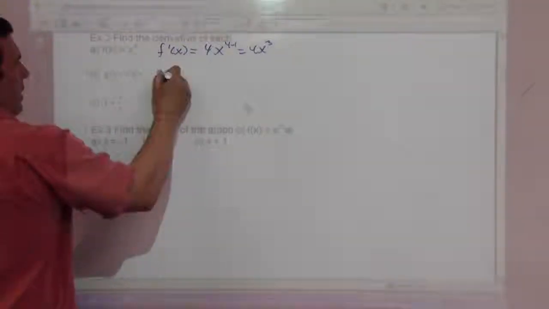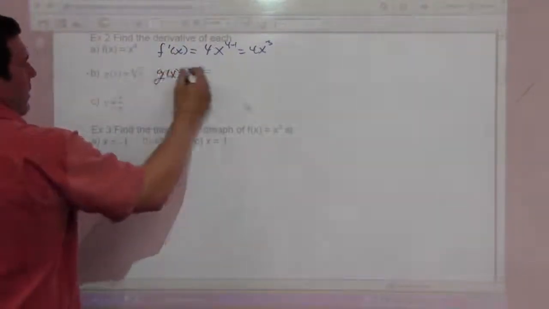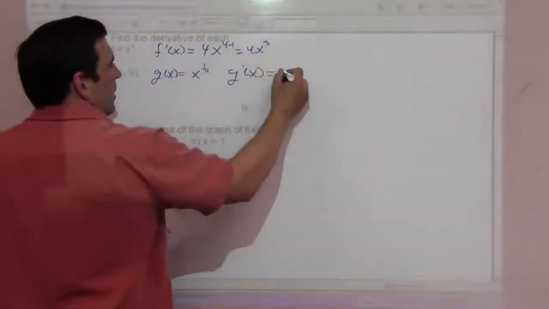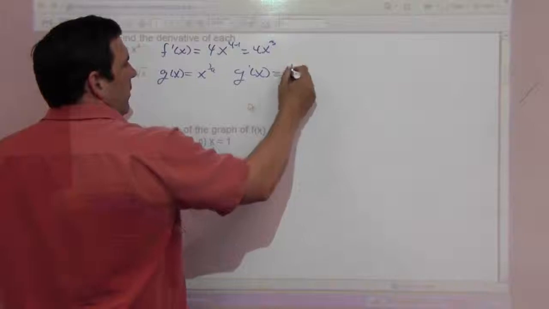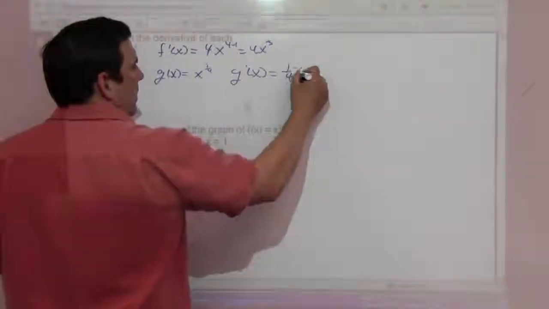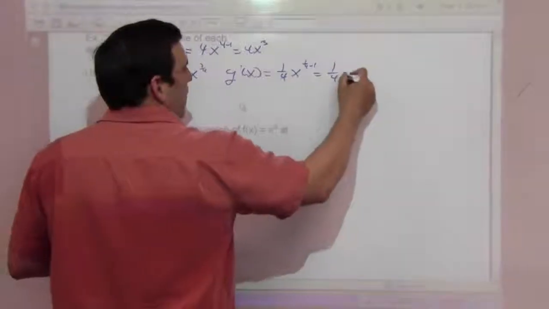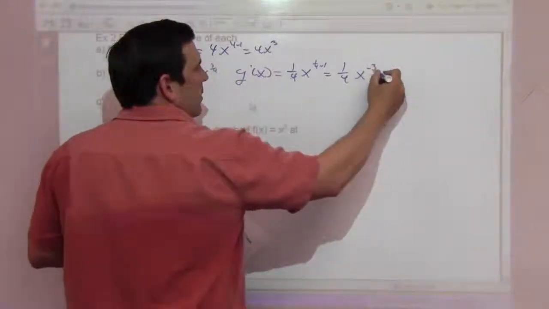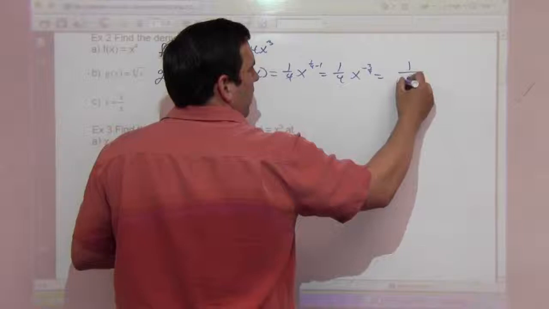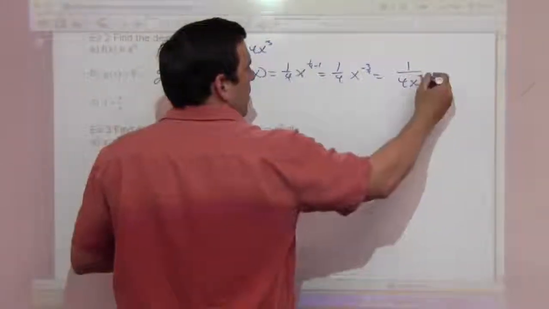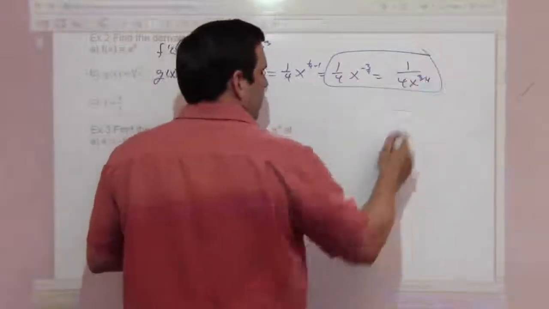Now this is g of x. Think of that as x to the 1/4 power. So g prime of x is going to be the 1/4 comes out front times x to the 1/4 minus 1. That's 1/4 x to the negative 3/4, which would become 1 over 4x to the 3/4. So these two answers are acceptable.